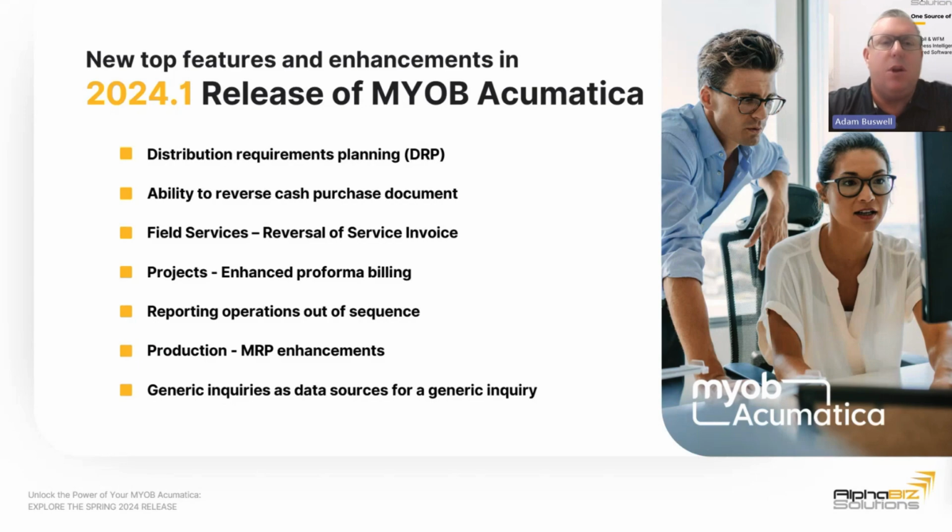There's also some ability to reverse cash purchase documents to try and streamline that process, and the ability to do reversals in field services. There's also a lot more coming to projects in regards to the pro forma billing side of things, reporting operations out of sequence for MRP, and there's also a lot of enhancements coming for the MRP. And Janella's really excited about the general inquiries part of it. So what I'll do now is just hand over to Mark, and I'll let him take you through some of the new features.